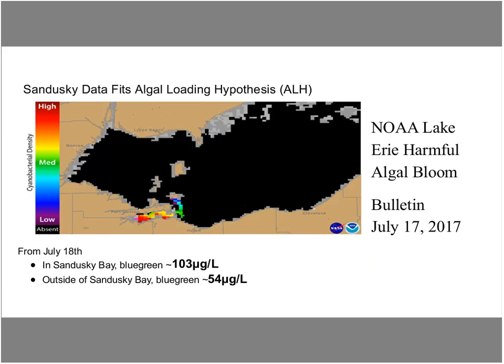This is showing the data that we collected on July 18th. This is a satellite image from NASA's MODIS on July 17th. You can see in Sandusky Bay there's a high density of cyanobacteria, and as you get further away, near offshore, there's a lower density. So this fits the algal loading hypothesis. In Sandusky Bay, in between this area and this area is where we sampled. That's where the 103 micrograms per liter was measured, and out of the bay was where the 54 micrograms per liter was. So it's like a cascade effect. There's a lot near shore, and it becomes less as you get offshore.